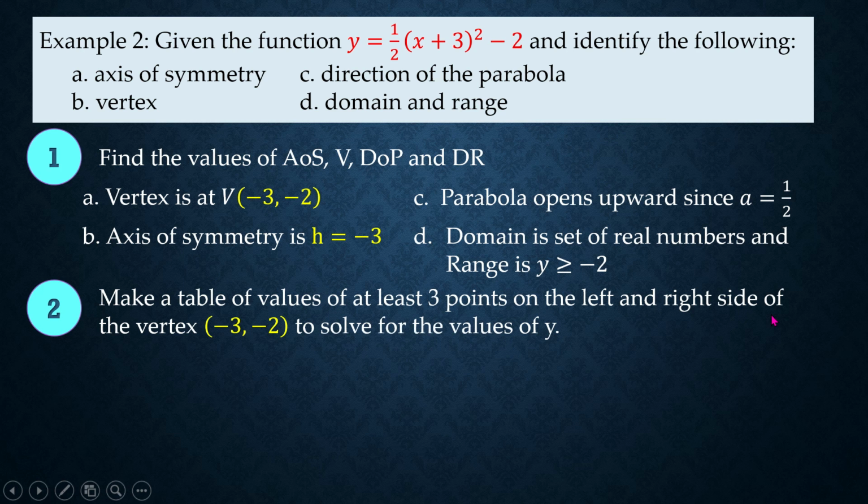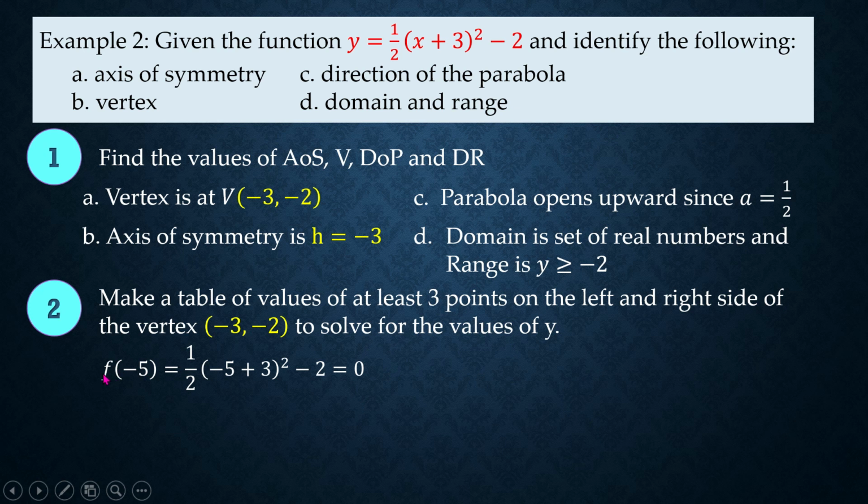Next, make a table of values of at least 3 points on the left and right side of the vertex, negative 3, negative 2, to solve for the values of y. The basis for choosing the values of x is negative 3. So the numbers to the right of negative 3 are negative 2, negative 1, 0. What are the 3 points to the left of negative 3? Less than negative 3: negative 4, negative 5, negative 6. So here, it seems only 2 points when solving. I started at negative 5.